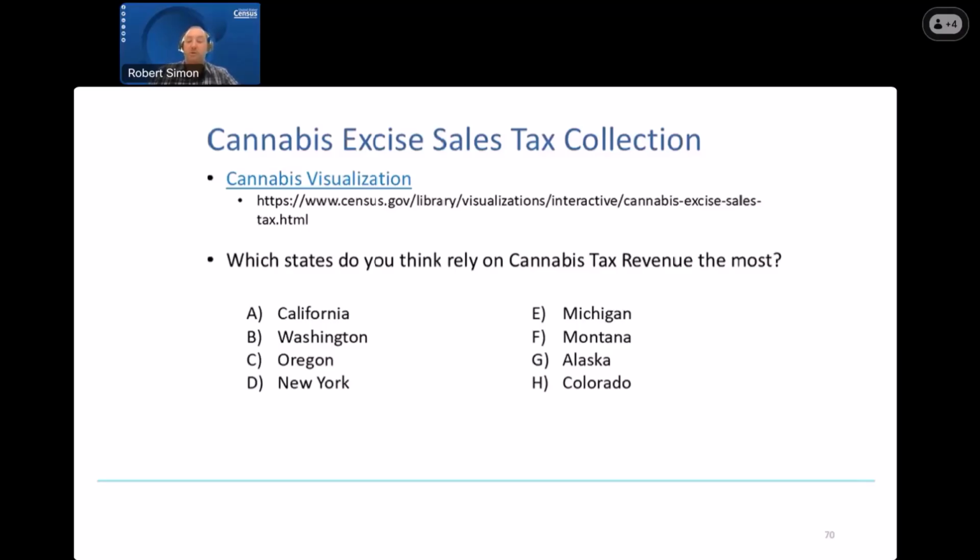3, 2, 1. And it looks like a lot of people picked Oregon and Colorado. So those are good answers.